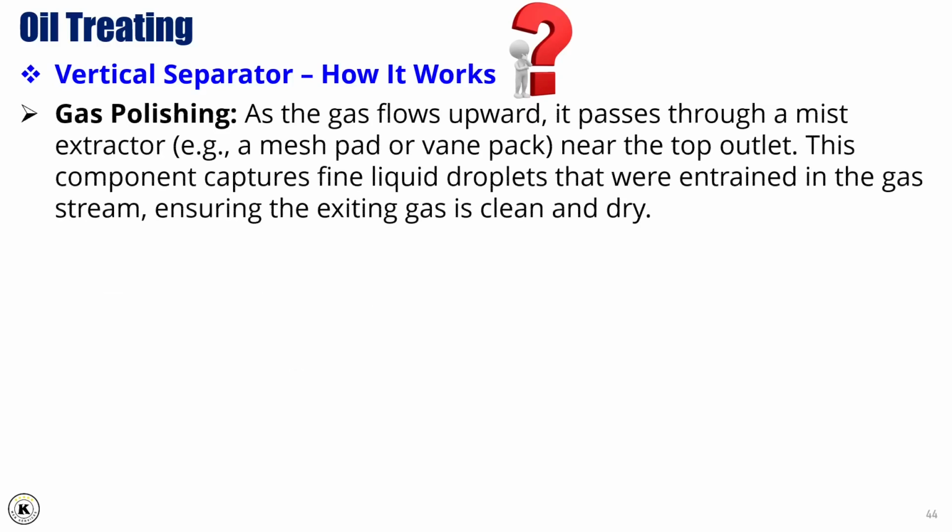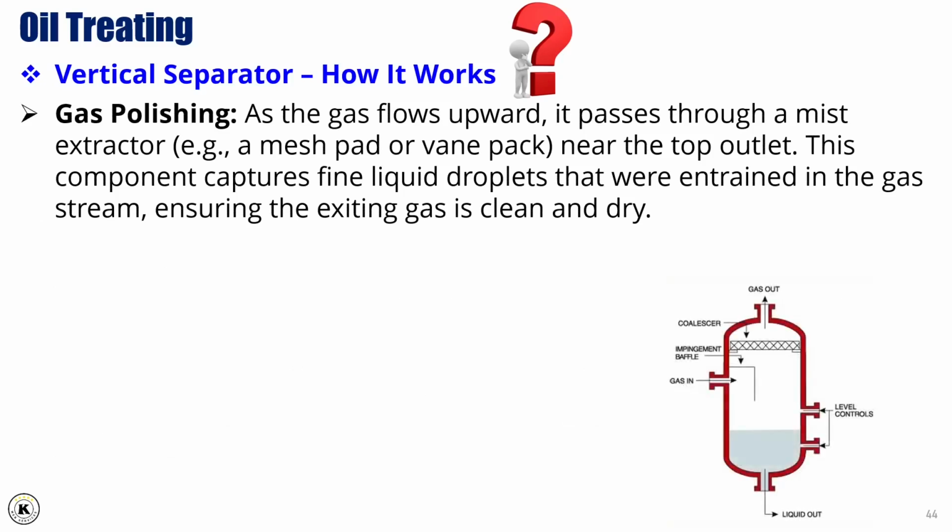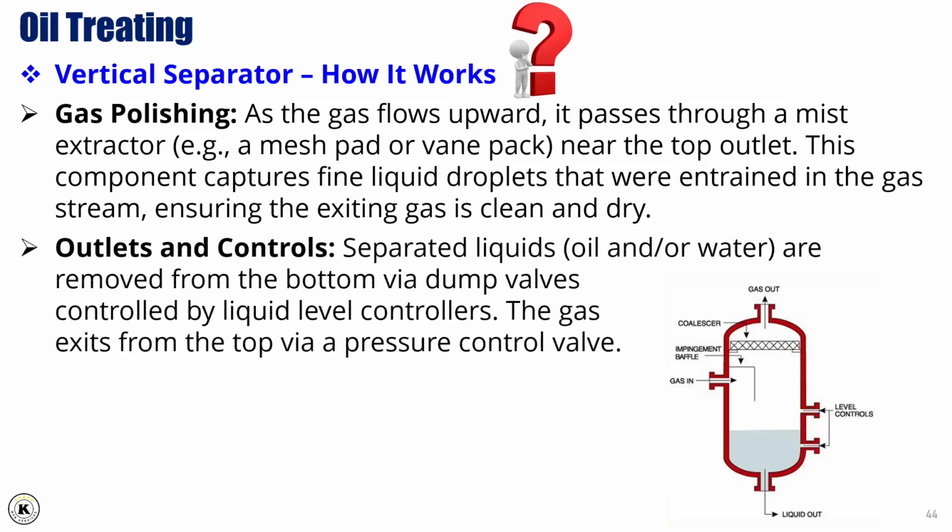Gas polishing. As the gas flows upward, it passes through a mist extractor, a mesh pad or vane pack, near the top outlet. This component captures fine liquid droplets that were entrained in the gas stream, ensuring the exiting gas is clean and dry. Outlets and controls. Separated liquids, oil and/or water, are removed from the bottom via dump valves controlled by liquid level controllers. The gas exits from the top via a pressure control valve.